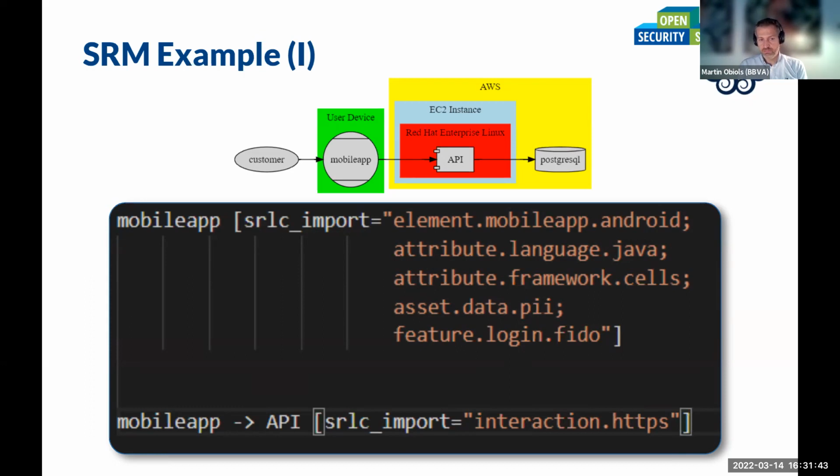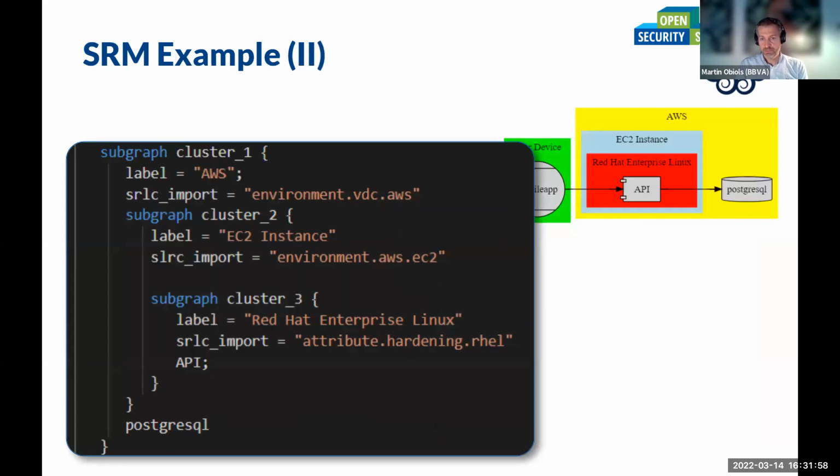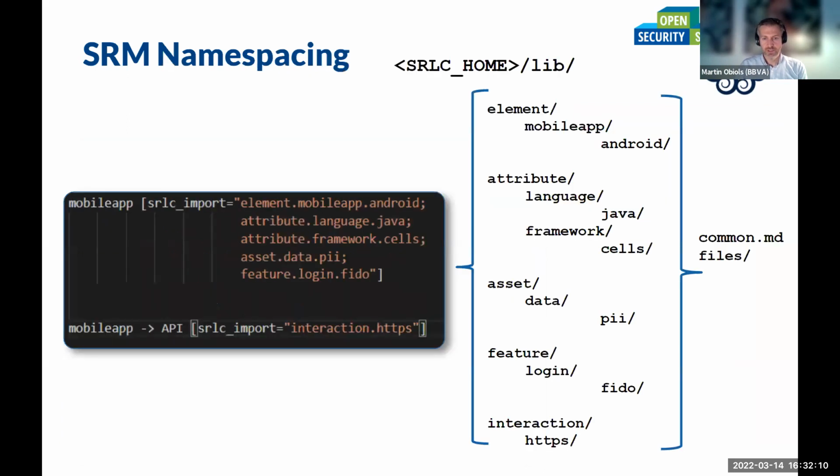For interactions, the same thing. Think about the specific HTTPS requirements that may be needed for a connection between the mobile application and the API. We put that there and we specify the security requirements in the corresponding Markdown file. Okay. The same for the AWS environment, making use of the same import keyword and the same class path style interface. Okay. So in the end, we will have a file tree of different folders, and we will put there the different Markdown files related to these small snippets of security requirements related to each of these components from a generic form.